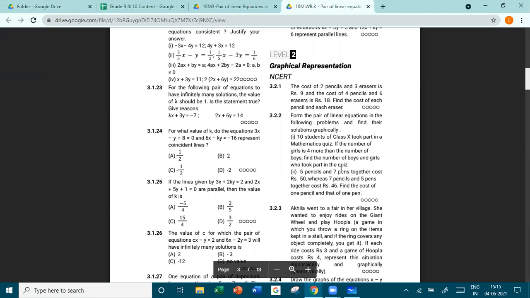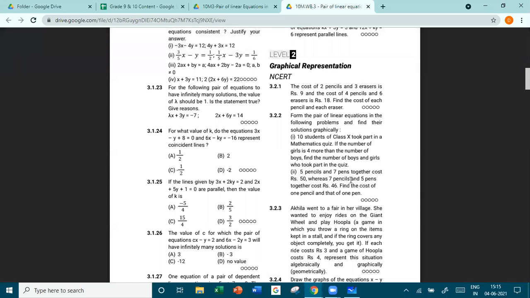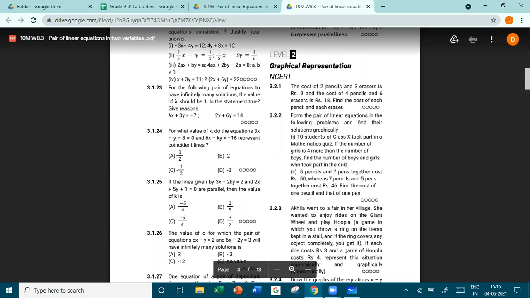5 pencils and 7 pens together cost rupees 50, whereas 7 pencils and 5 pens cost 46. Find the cost of one pencil and that of one pen. So this time they have asked you to solve and get the answer. So what you can answer here is you can directly tell me the cost of one pencil and one pen in the chat.